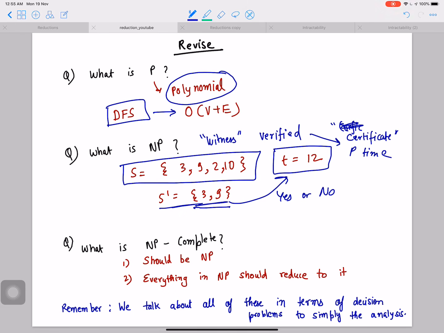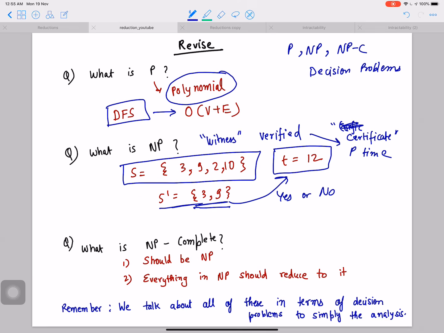When we talk about P, NP, or other things like NP-complete, we generally talk in terms of decision problems only. This is simply to make your life easy and the analysis easy.